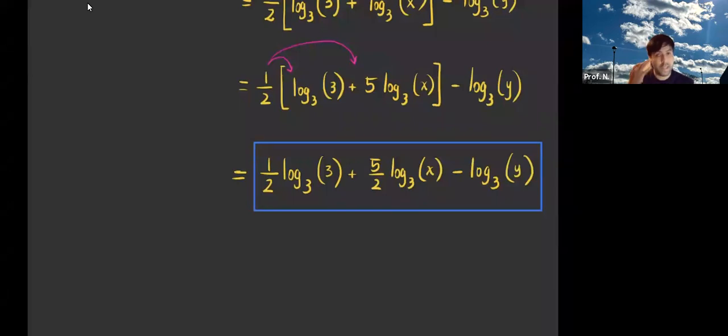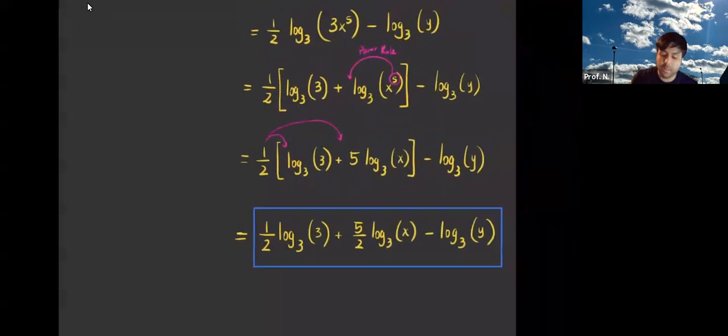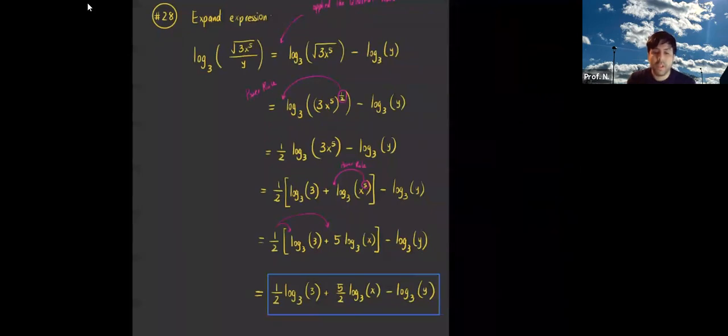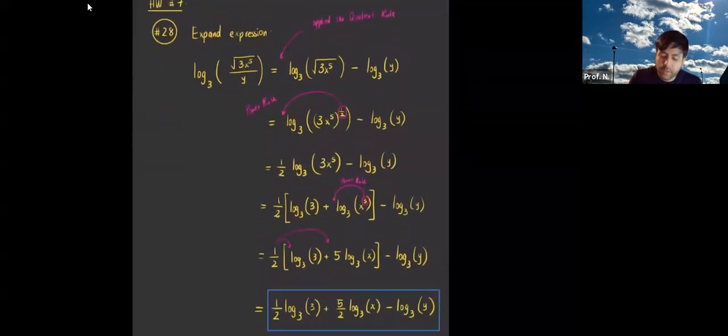So does that make sense? Are there any questions about any step here? Is that clear? Okay, great. So always be careful when you have a fraction or a number in front of the log, and you have to do further expansion of the log that's next to it. Just make sure you put some parentheses or square brackets around it and continue your expansion, and then you distribute that 1/2 afterwards. Okay, great. So that's number 28.